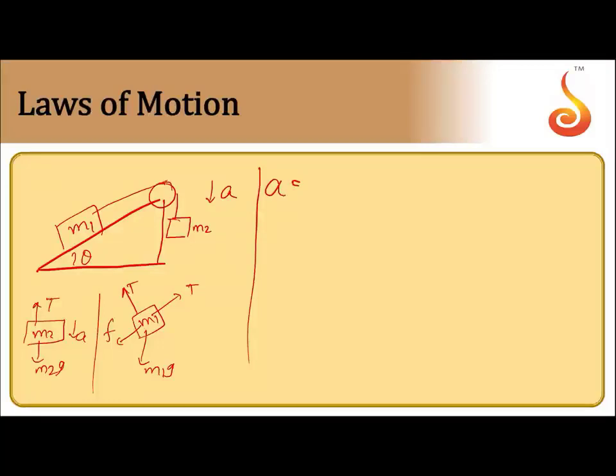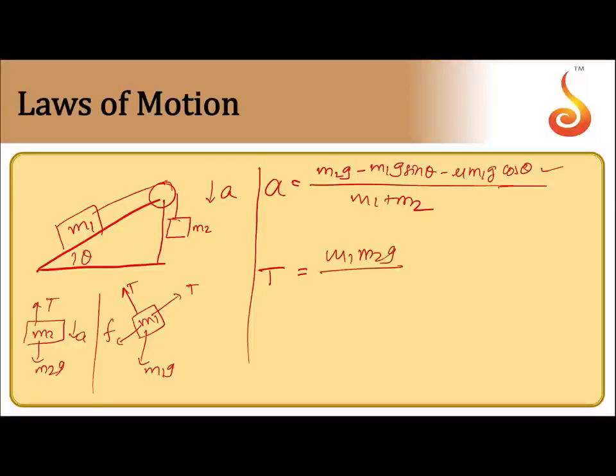Acceleration once again is unbalanced force divided by total mass. What is the unbalanced force here? It is m2g minus m1g sine theta minus mu m1g cos theta. Unlike the previous case, we have this additional term, whole divided by m1 plus m2, which is the net mass which is moving. The tension in the string is m1 m2g divided by m1 plus m2 into 1 plus sin theta plus mu cos theta. That is right. So, for an inclined plane of this kind, the result is here.